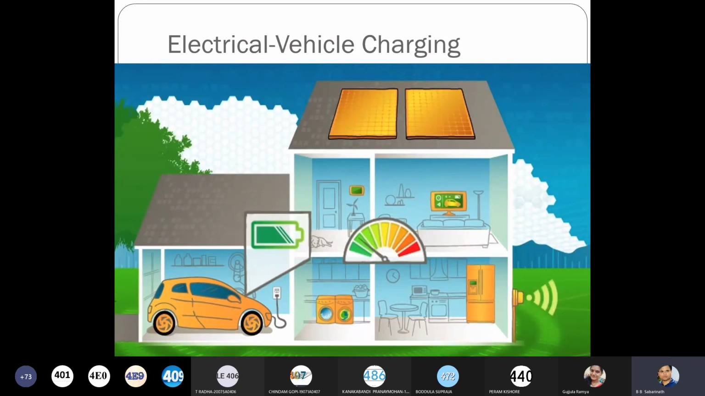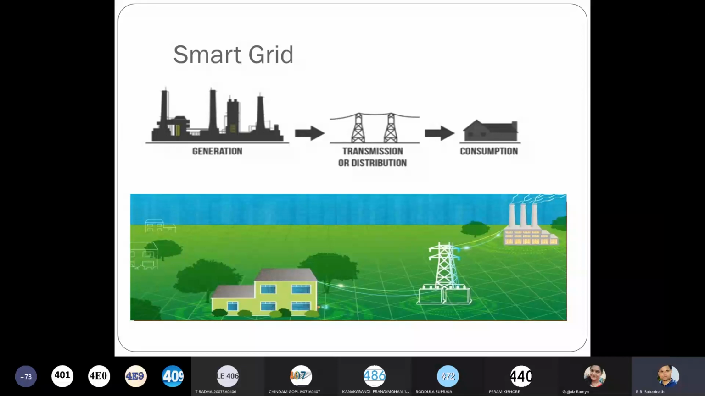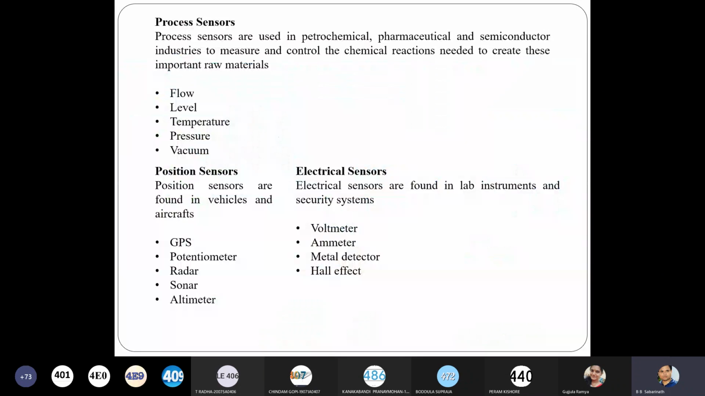So this is electric vehicle charging. These are the many advanced applications which are possible with the help of sensors, actuators and IoT. So with this, basically we can see the basic properties which we can detect with the help of sensors.